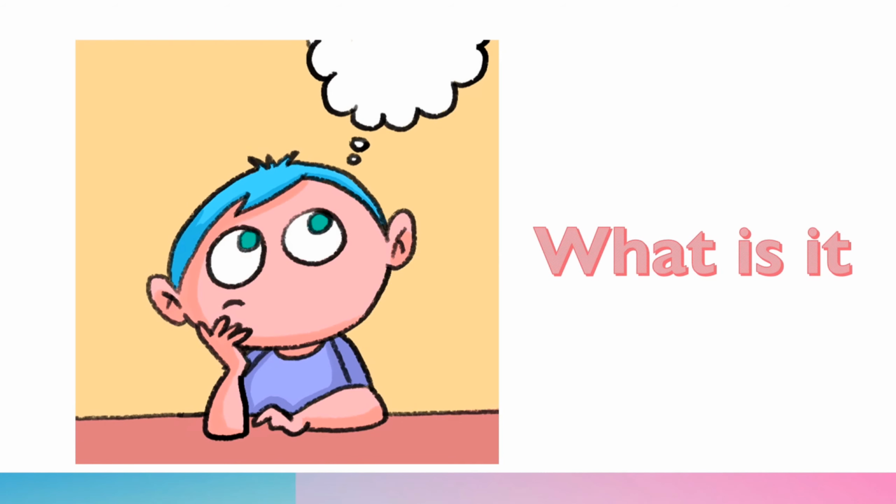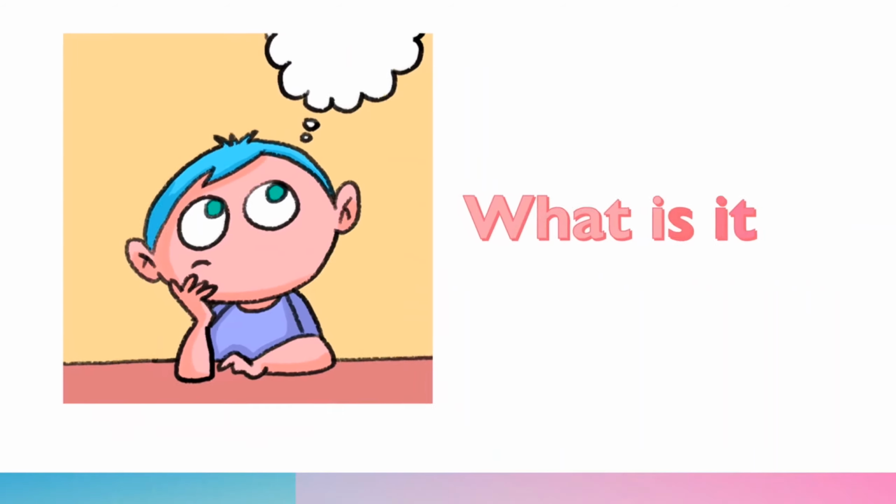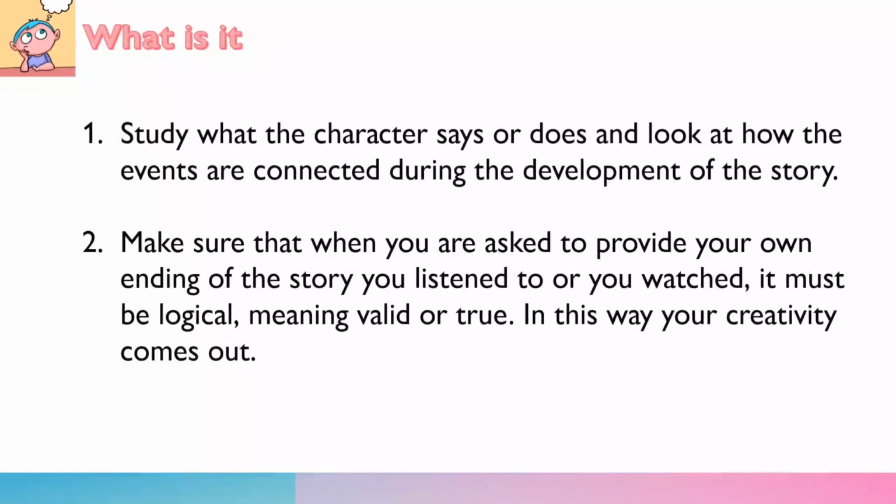Now, in What Is It? Let us start our lesson about writing a short paragraph, providing another ending to the story you listen to. You have to take notes of the things that you should do. Number 1. Study what the character says or does and look at how the events are connected during the development of the story.